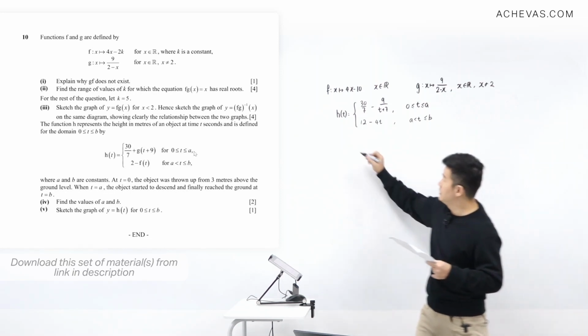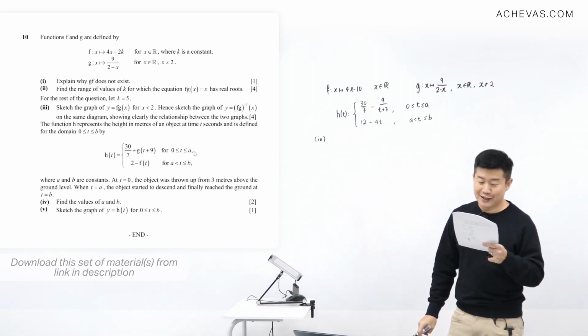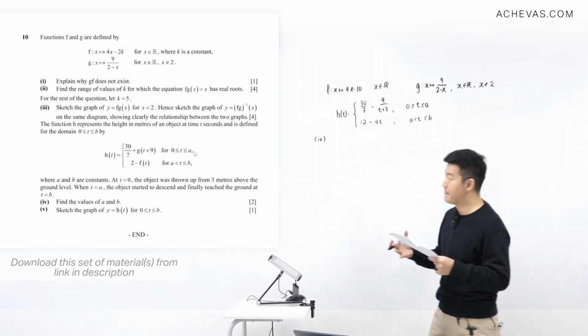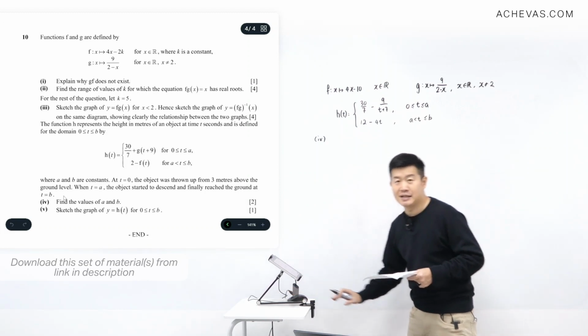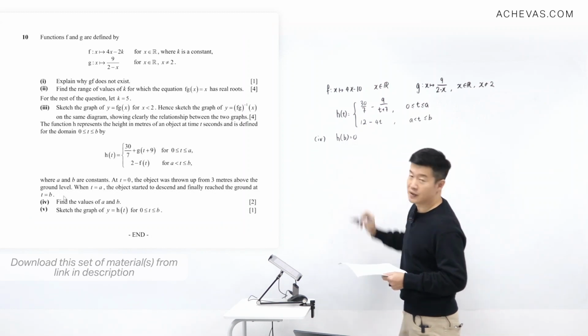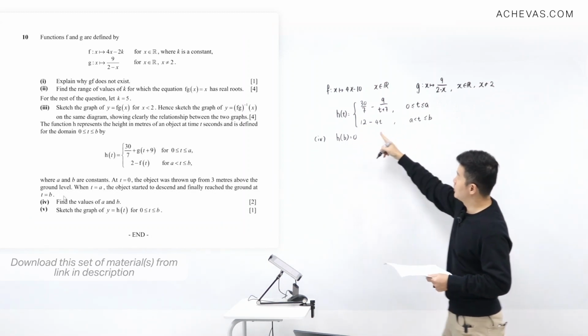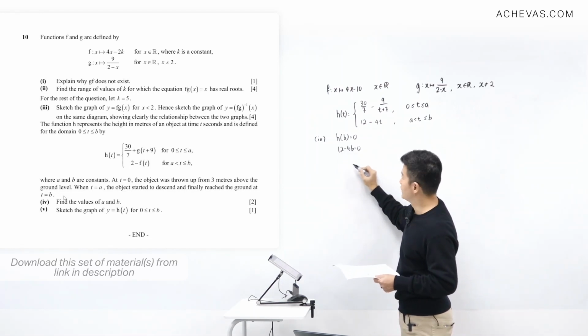Like what we have just mentioned, the easier piece of information that I think we can make use of is the fact that finally the object will reach the ground level when t is equal to b. Okay, that is the piece of information here. The object will descend and finally reach the ground at t is equal to b. So we know that h of b is equal to 0. And when t is equal to b, we are going to be making use of this. So we have 12 minus 4b. This is equal to 0.